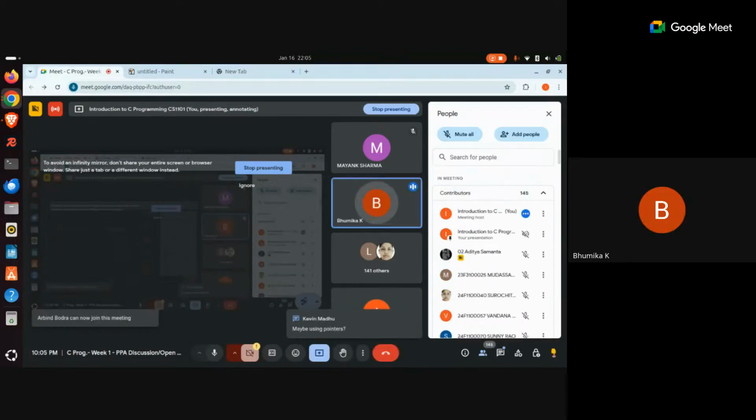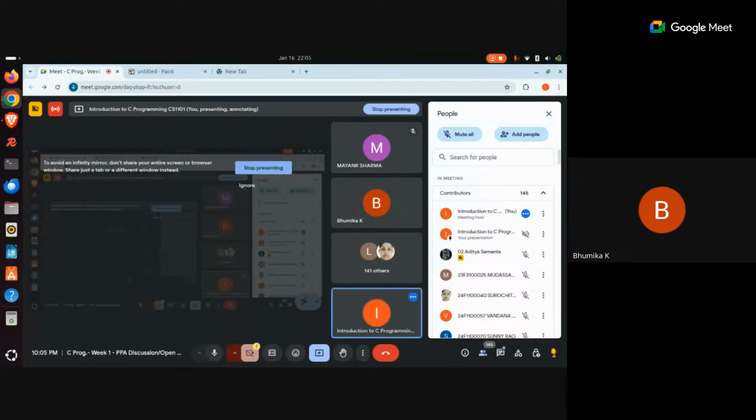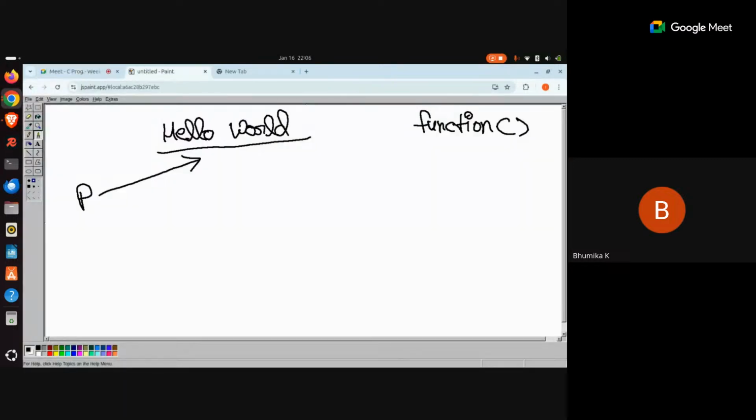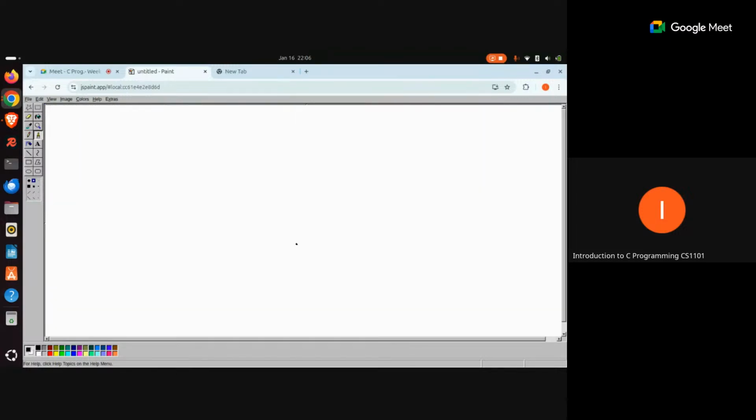Sir, I don't understand the connection between RAM and pointer. RAM is used to store data. Then how can we relate it with pointer? Okay. So firstly, let me tell you why I brought this RAM into the picture.